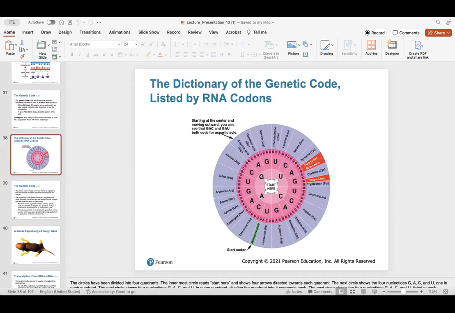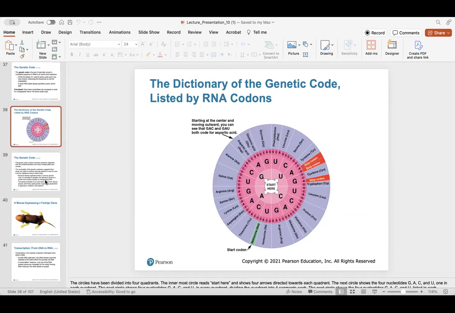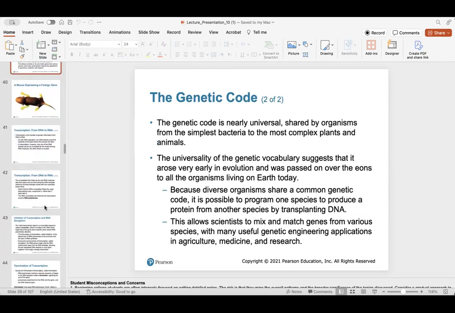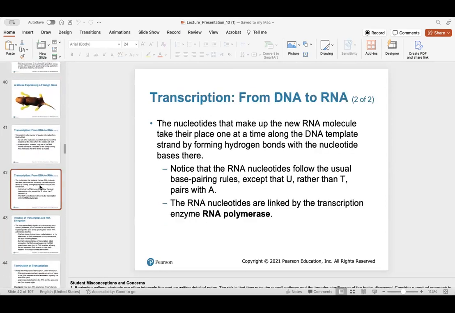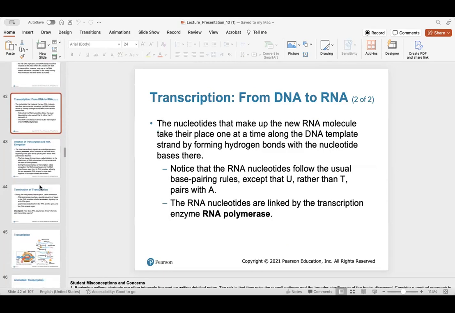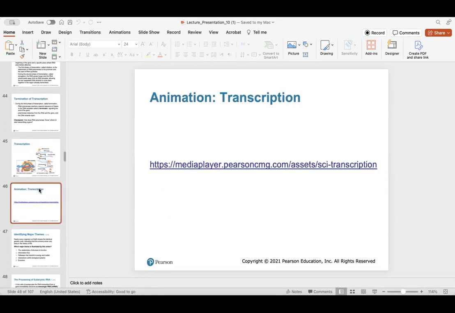The dictionary of the genetic code, those 3 packs of RNA codons, will code for a specific amino acid. And we have 20 different types of amino acids, and they'll all be combined in different ways to create proteins. So that is a simple look at transcription and translation of DNA to create proteins.